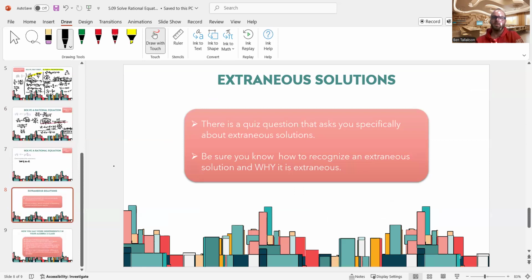So, extraneous solutions, there is a quiz question that asks you specifically about extraneous solutions. So be sure you know how to recognize them and why it's extraneous. How? We did it before. You substitute your answers into the original equation one at a time and see if it equals each other or not. Is it a true statement or not, right? And what does that mean? It means it doesn't work. It's not an actual solution.